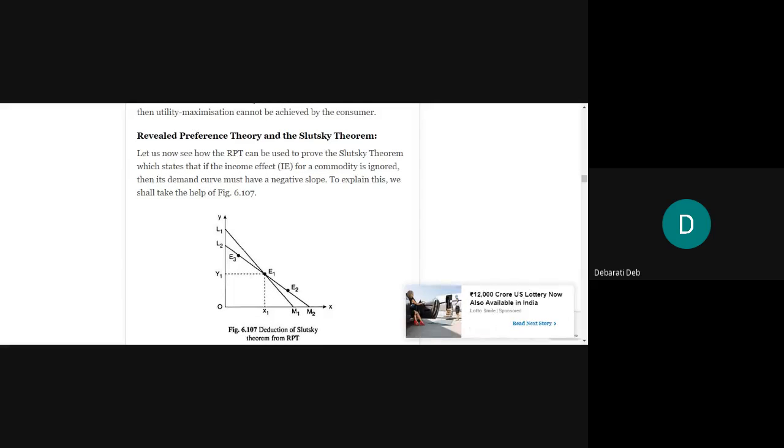Ma'am, revealed preference theory and Slutsky theorem. Yes, very good. Thank you, Aditya. So this is revealed preference theory and the Slutsky theorem. Slutsky theorem was the theorem in which we came across the relationship between substitution, price, and income effect. That was the Slutsky theorem.